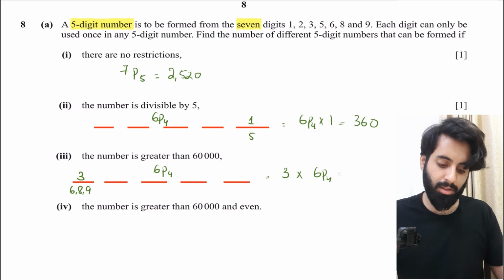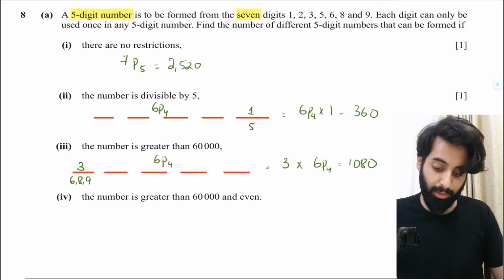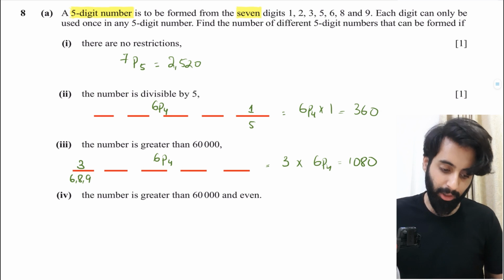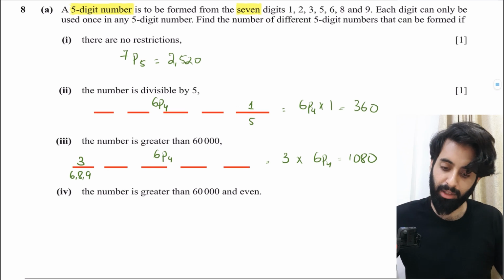6p4 times 3. So that's equal to 1080. Okay, now we come to the fourth part of this, and this is where things will get really tricky. Okay, now I'll tell you what I mean by that.